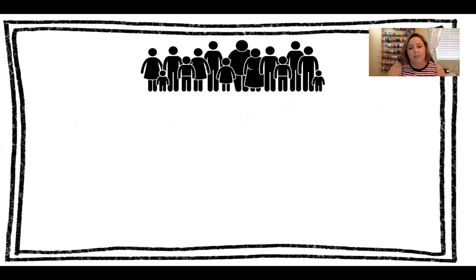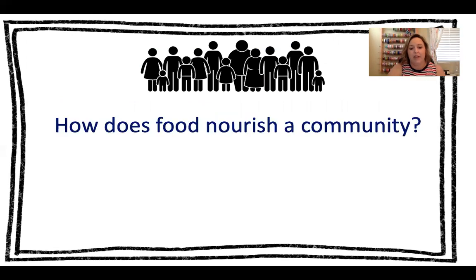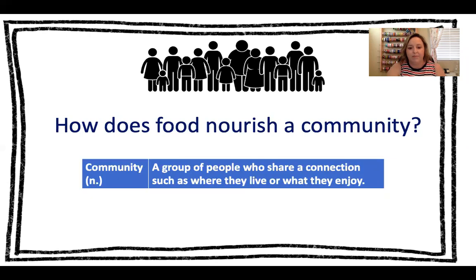So this little picture reminds me of a community. We've been thinking on these two books, Stone Soup and Bone, Button, Borscht, about how food nourishes a community. So we said food nourishes our body by giving us energy and keeping us healthy, but what does food do for a community? It kind of goes a little deeper than just keeping your stomach full. A community is a group of people who share a connection, such as where they live or what they enjoy.